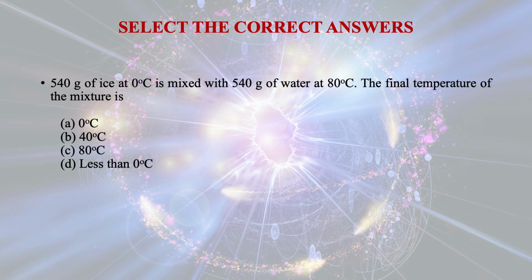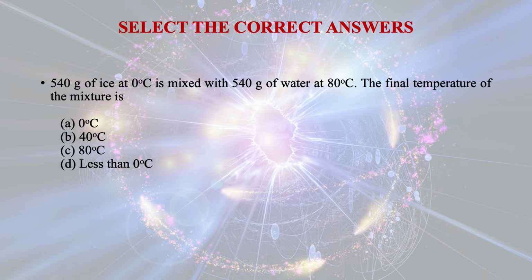80 degree centigrade. Here heat loss is equal to heat gain, so heat gained by the ice will be equal to the heat lost by the water, and when the water converts from 80 degree centigrade to 0 degree centigrade, the loss of heat by the water will be 540 into 80. So the final temperature will be only 0 degree centigrade. The only thing is that in this process ice will be completely melted into water.